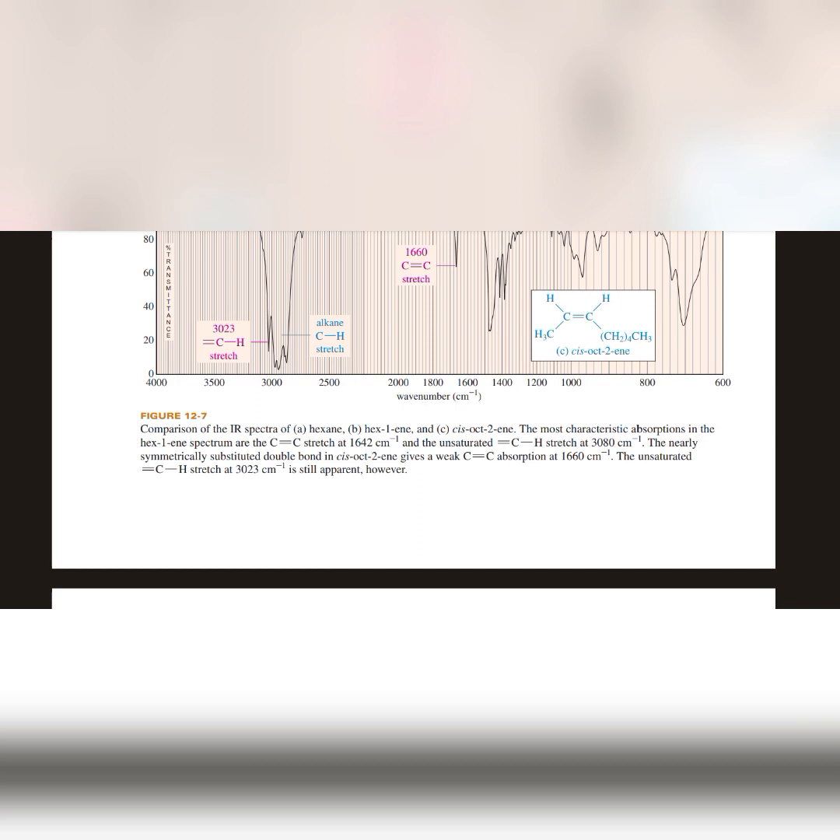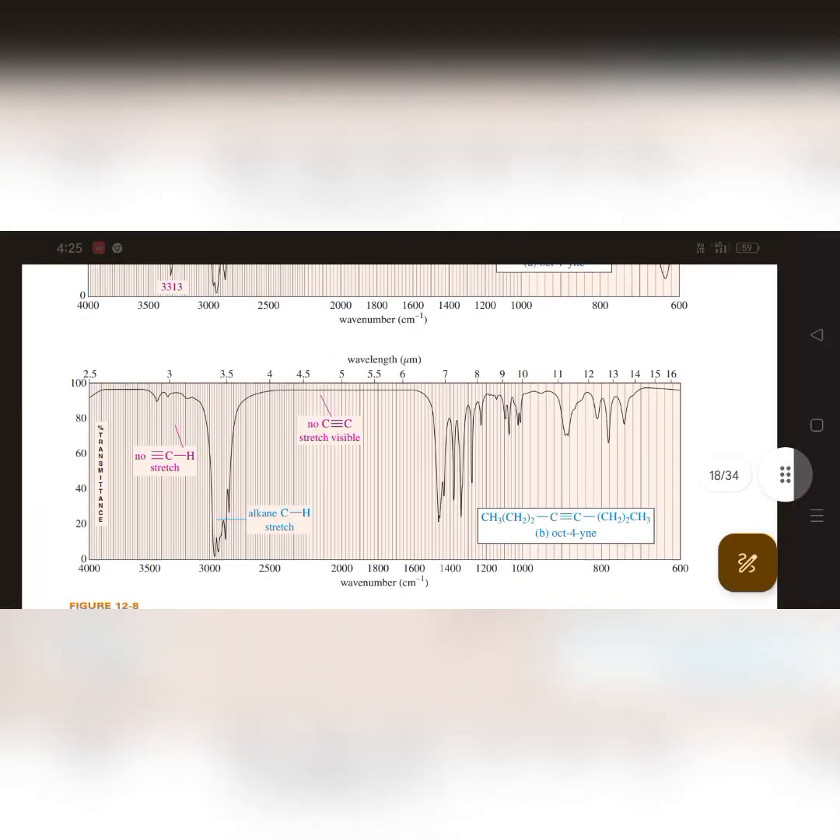Comparison of IR spectra of hexane, hex-1-ene, and cis-octene. The most characteristic absorptions in the hex-1-ene spectrum are the carbon-carbon double bond stretch at 1642 cm⁻¹ and the unsaturated =C–H stretch at 3080 cm⁻¹. The nearly symmetric double bond in cis-octene gives a weak carbon-carbon absorption at 1660. The unsaturated double bond C–H also appears in oct-1-ene.